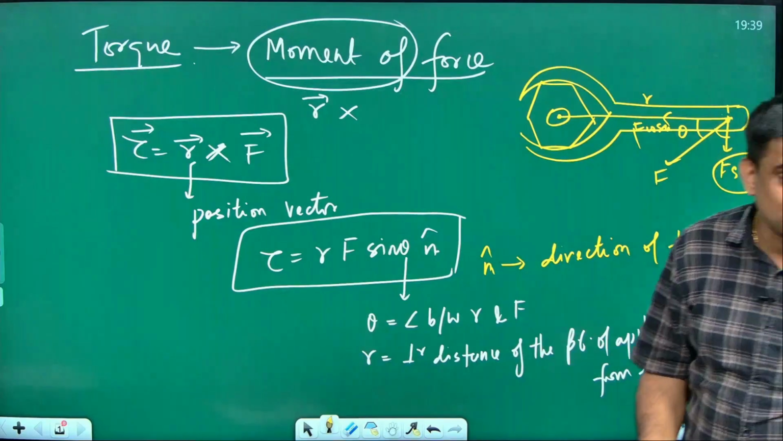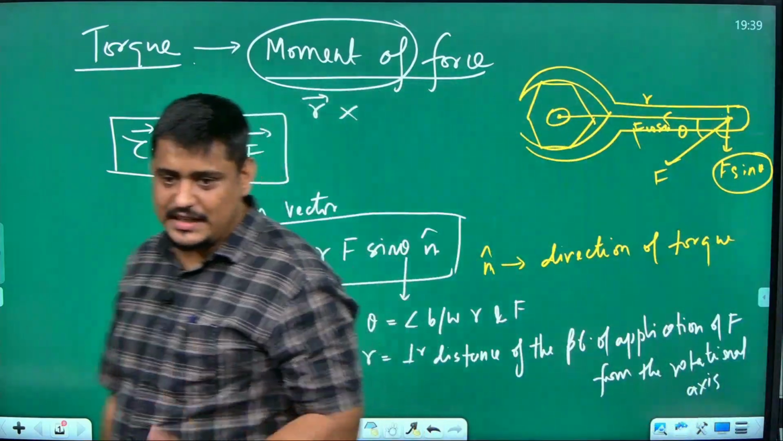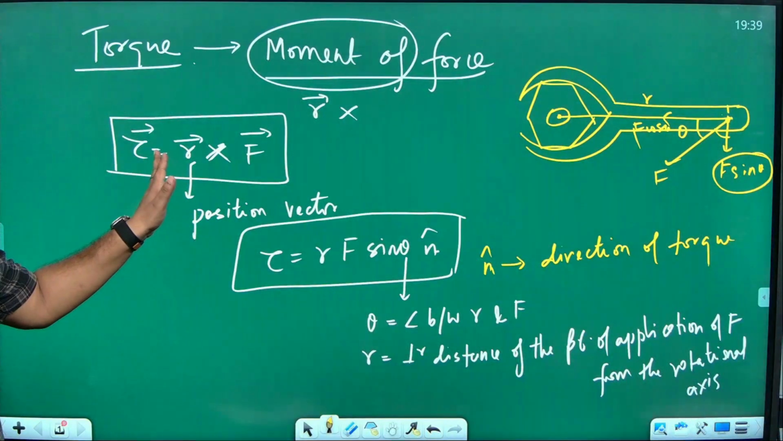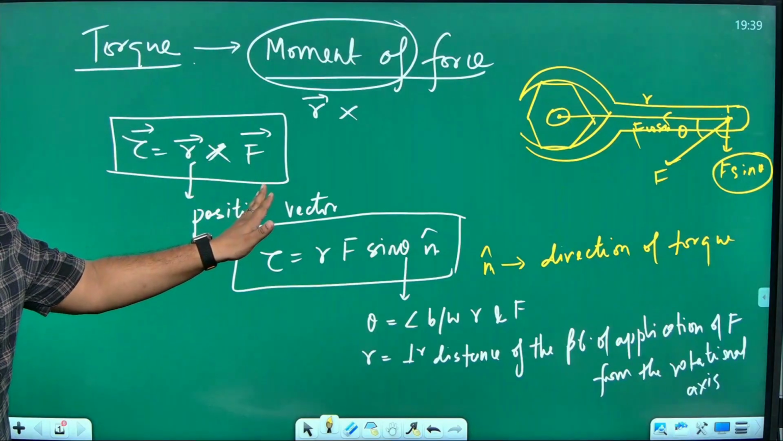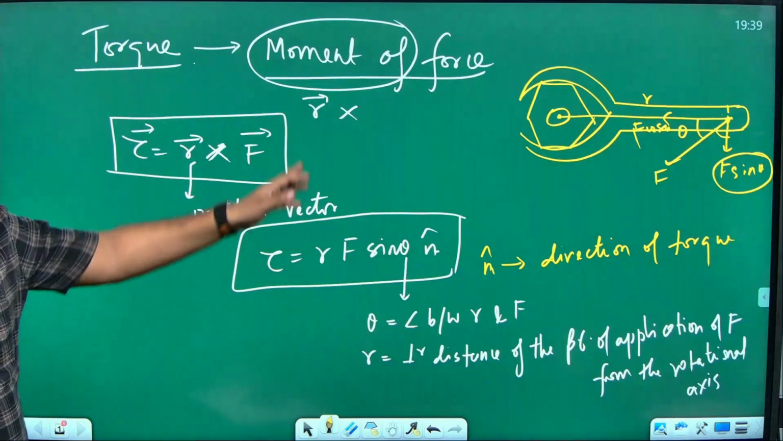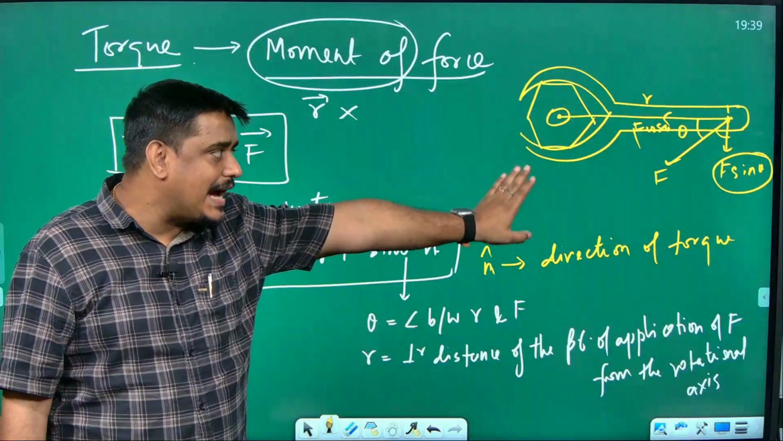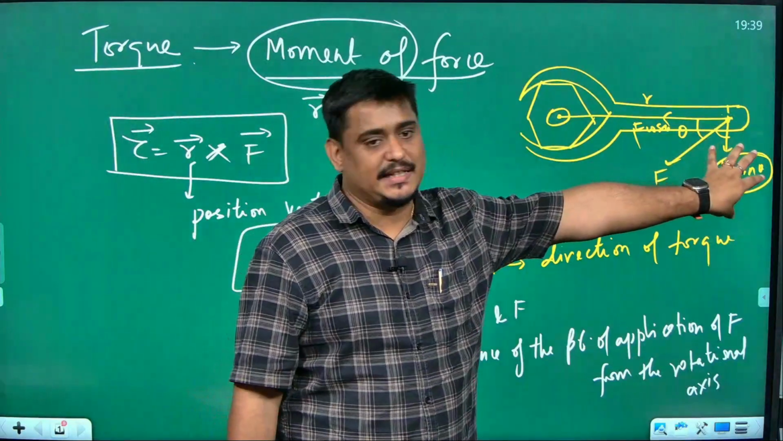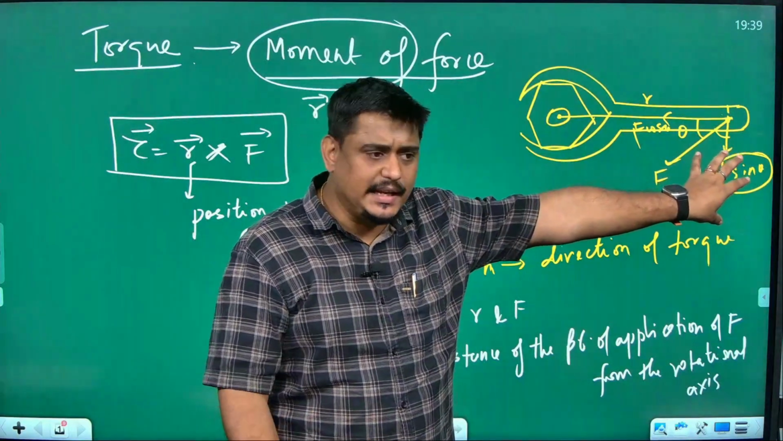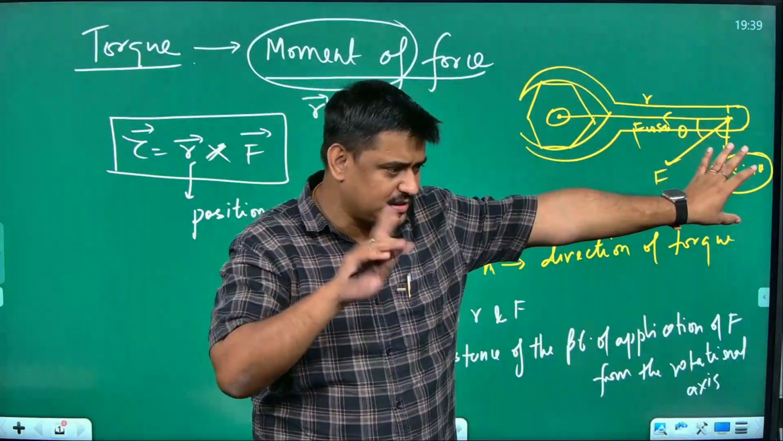Another way of understanding this torque. One way of understanding is torque is the cross product of position vector and force vector. Another way of understanding is torque will act only with the help of f sin theta. If theta is 90 degree, we directly write f sin 90, so we write f.